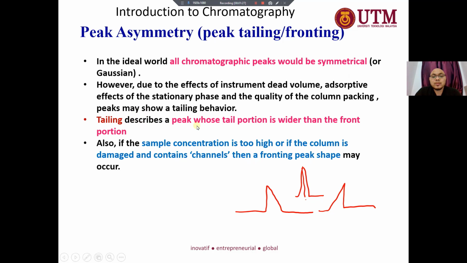Tailing describes a peak whose tail portion is wider than the front portion. Here is the tailing, where the portion of the tail is much broader compared to the front. Also, if the sample concentration is too high, or if the column is damaged and contains channels, then a fronting peak shape may occur.